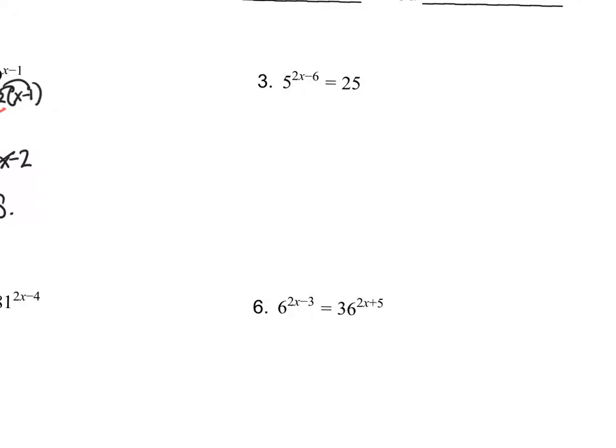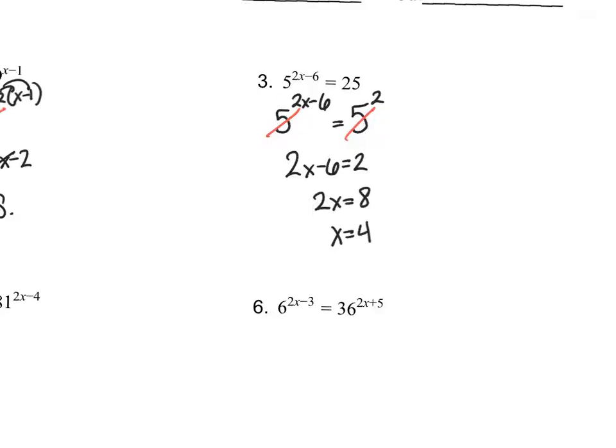Number 3, we're going to get the bases the same, so 5 stays 5, 25 is 5 squared. So we're going to drop the bases and solve the exponents. So 2x minus 6 equals 2, 2x equals 8, x equals 4.